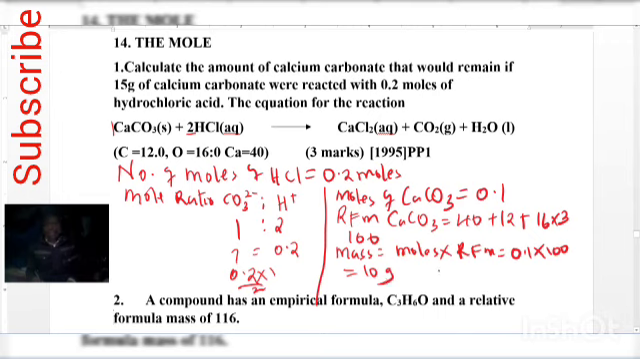So 10 grams were used up. How many grams remained? The total was 15. So the remaining mass is equal to 15 minus 10. So 5 grams remained.